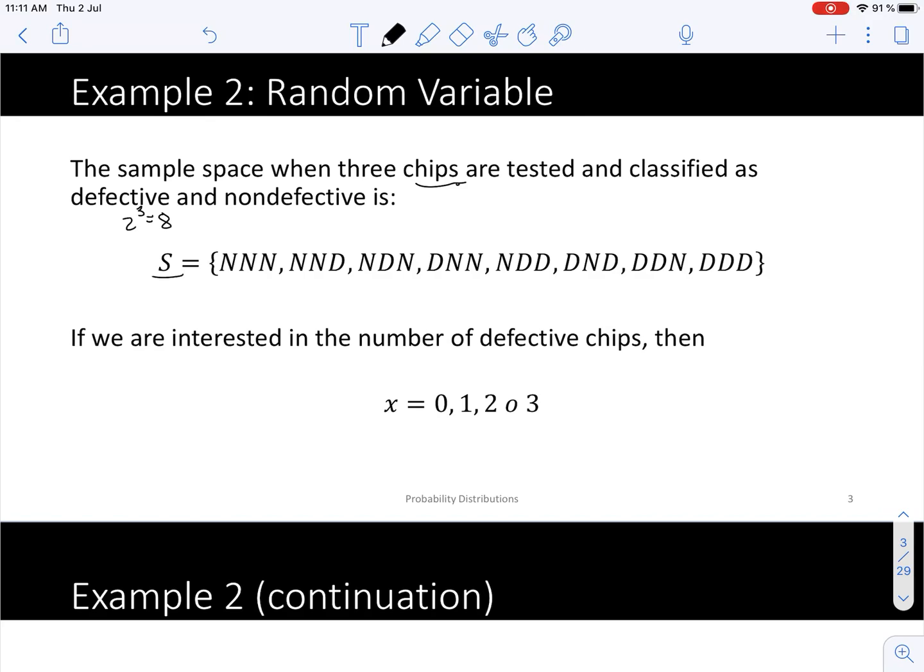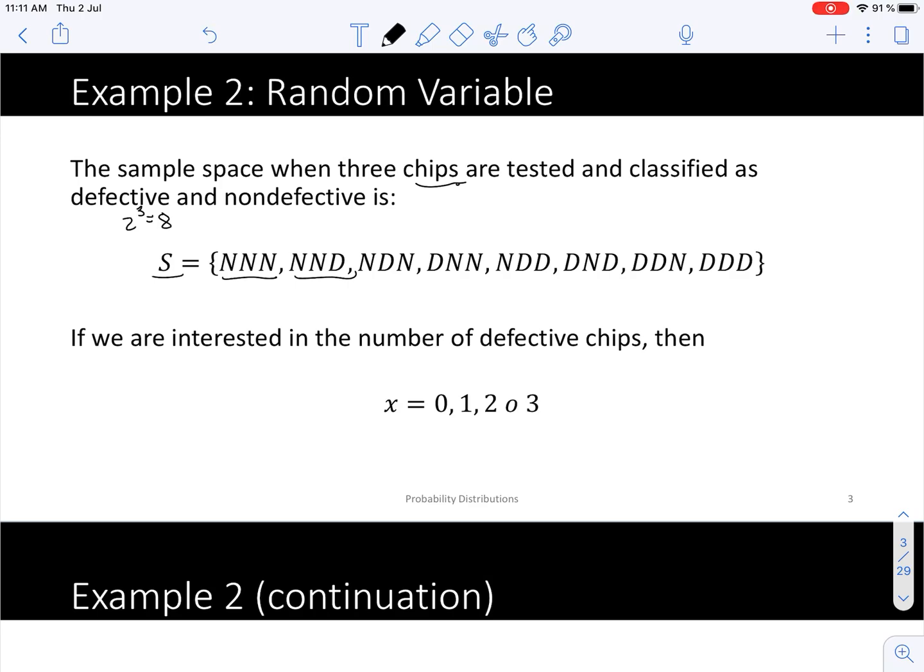And as we said earlier in this video, please notice that the name of each point is represented by a string of letters. NNN means the 3 items are non-defective. NND means the first 2 are non-defective, but the third one is defective, right? That's the interpretation of each sample point.